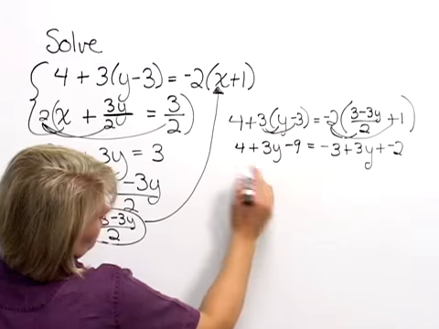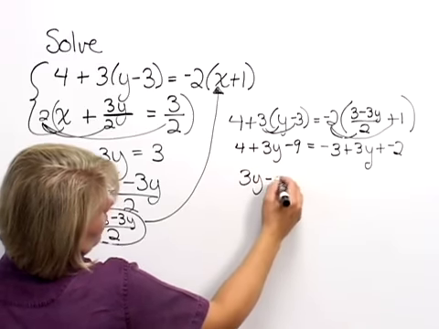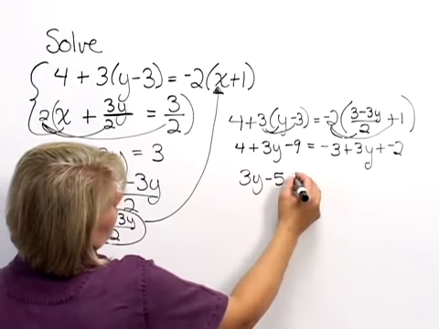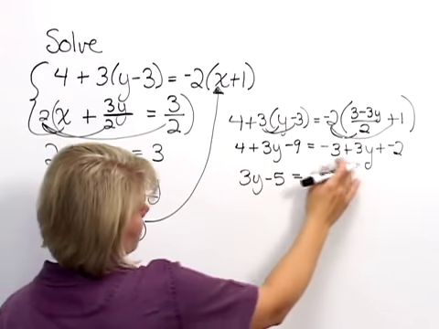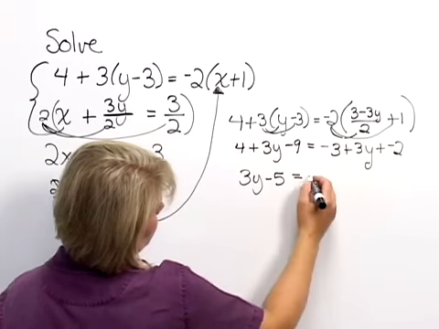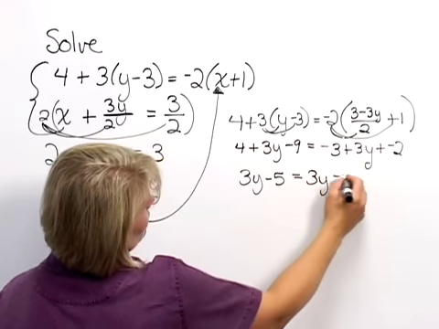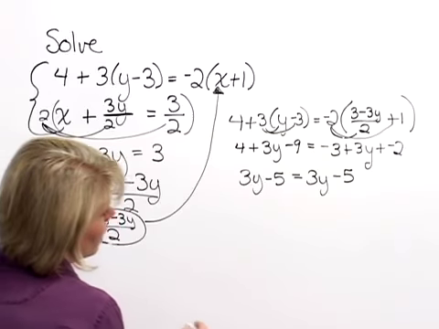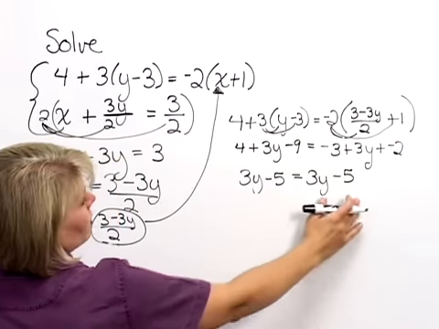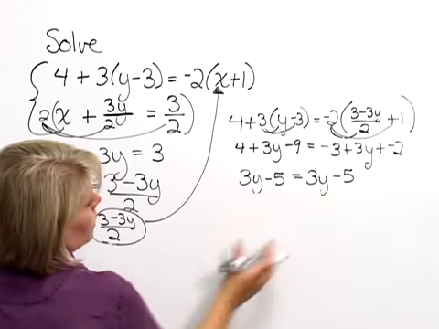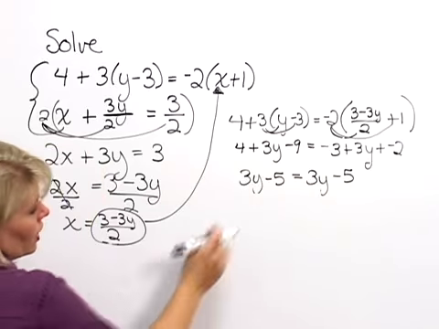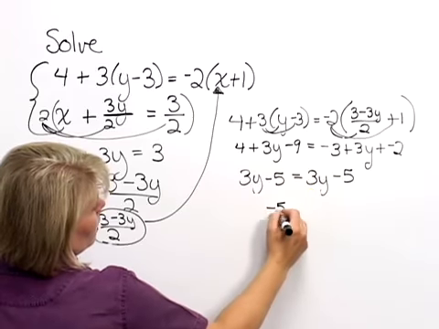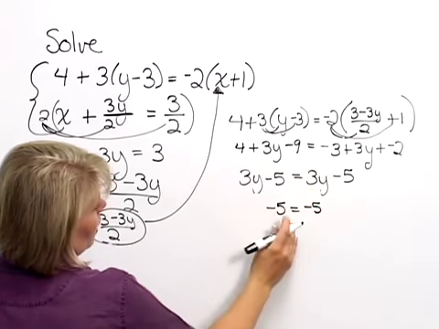Combining our like terms here, we get 3y minus 5, because negative 9 and 4 is negative 5. Combining our like terms here, negative 3 and negative 2, makes it so we have a negative 5, and we still remain with our 3y. Notice something right here. We have the same expression on both sides. If we were to subtract 3y from both sides, we'd end up with negative 5 equals negative 5.